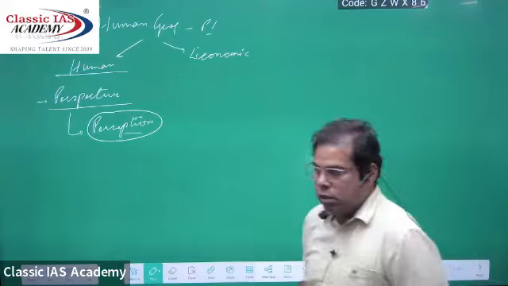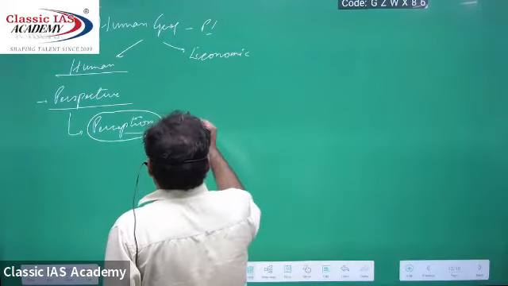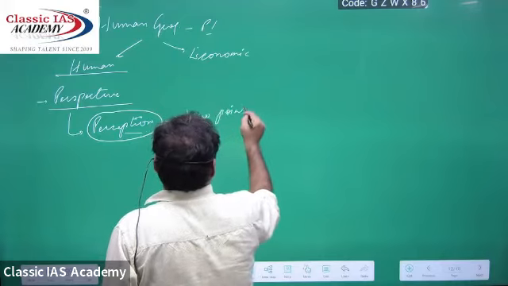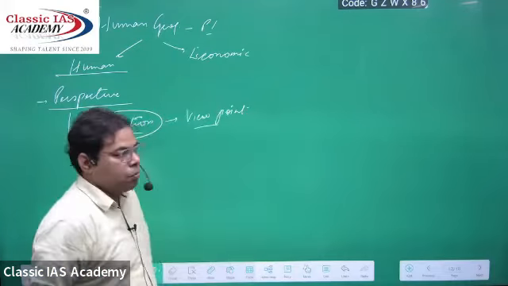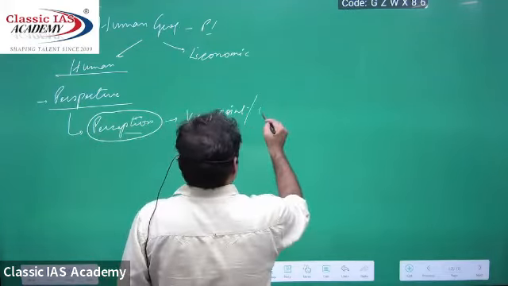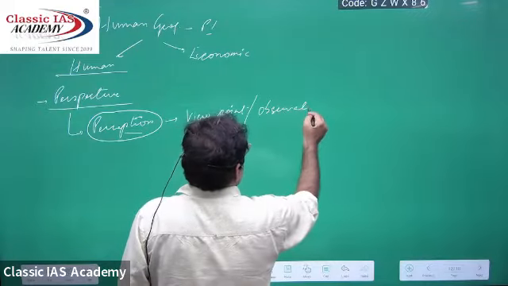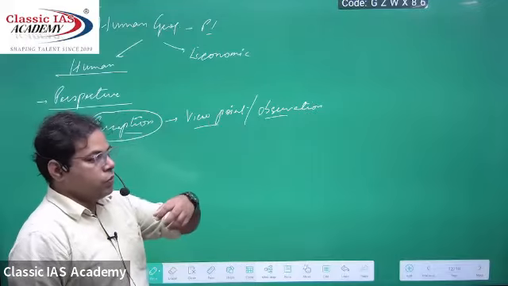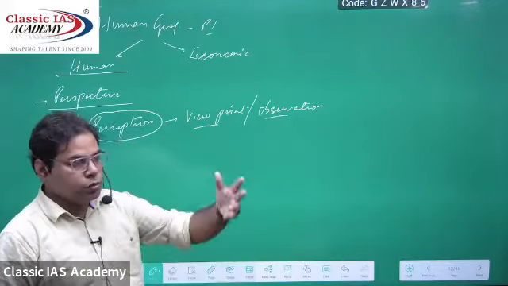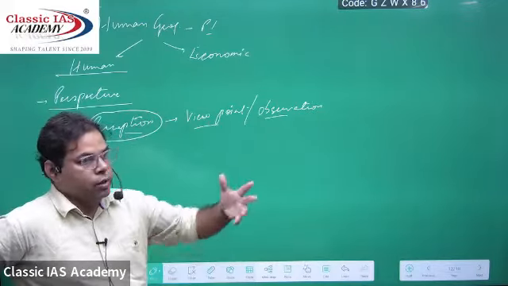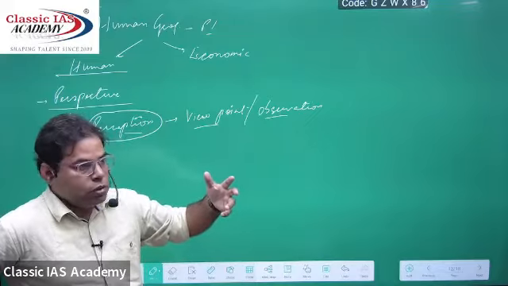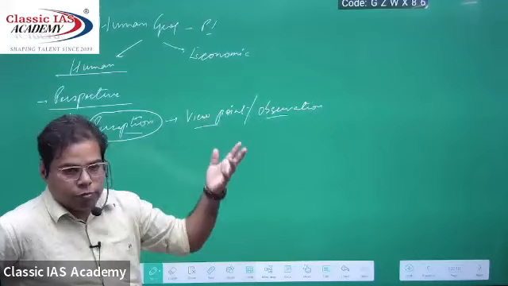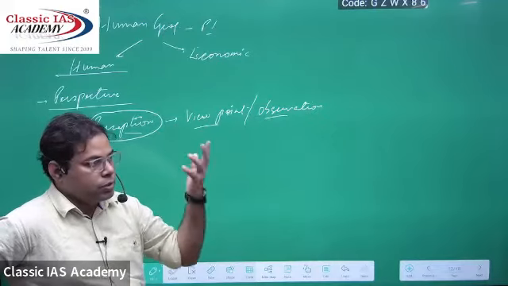Perception means my opinion, my viewpoint, my observation. First you observe something. Suppose you see a tree. Then after observing the tree, some opinion develops in your mind. You start developing some perception.